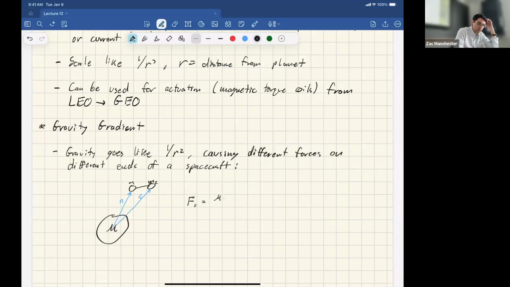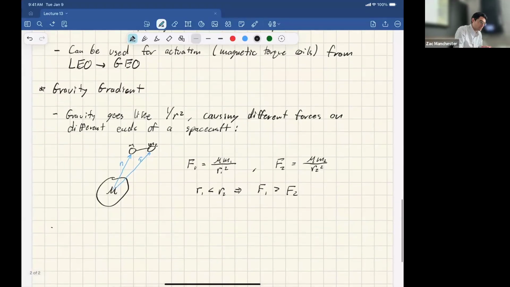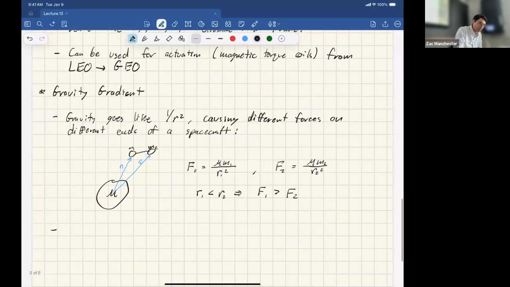So the gravity on mass one goes like 1/r1², and then the force on the second one is going to go like 1/r2². R2 is bigger than R1, which tells us that F1 is going to be bigger than F2. And as we were saying, this is now going to generate a torque, and it tends to align the long skinny axis in the radial direction.